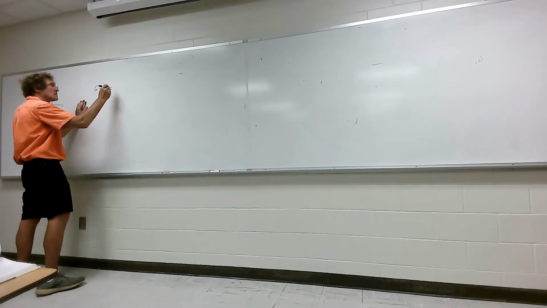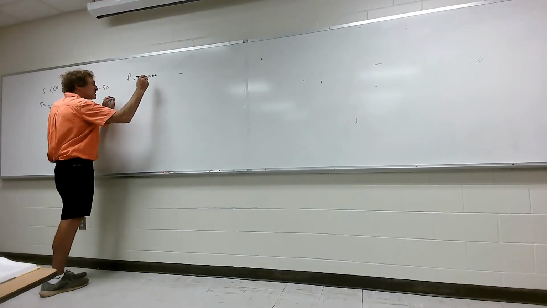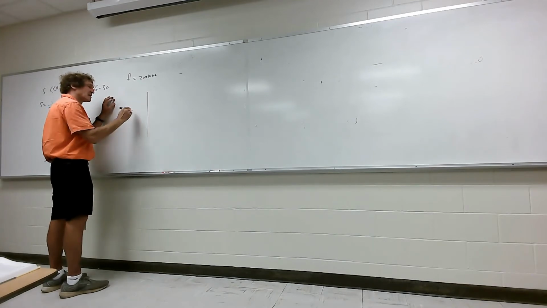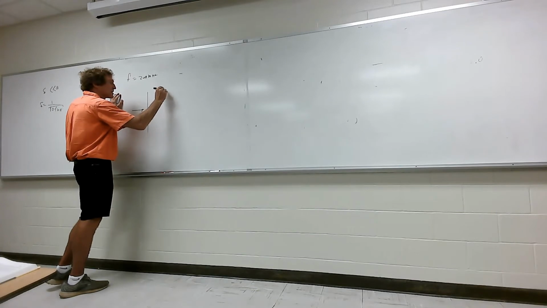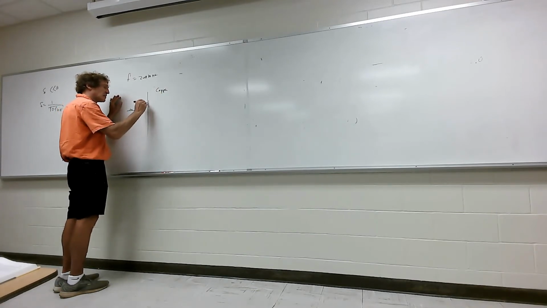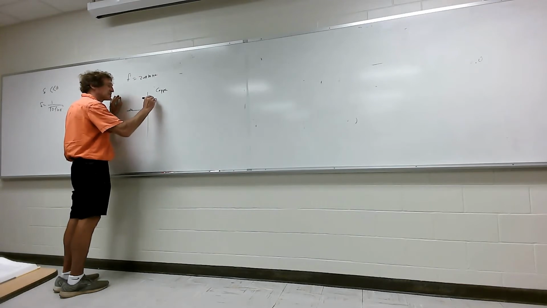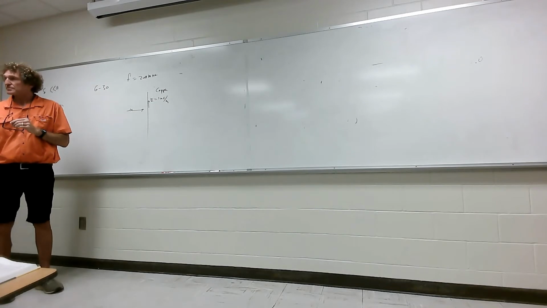A 200 megahertz plane wave incident on a thick copper slab imparts a 1 millivolt per meter amplitude at the surface. So he gives us the E field as 1 millivolt per meter. How much power passes through a square meter at the surface?